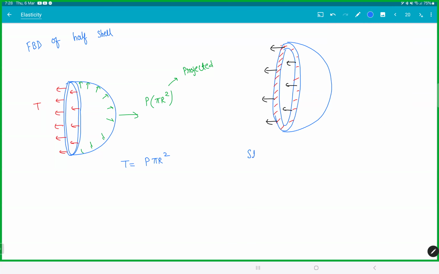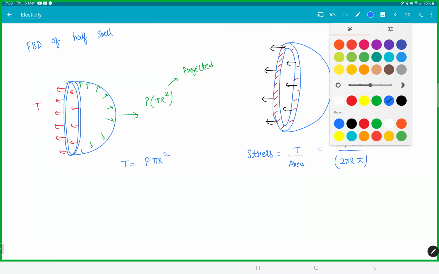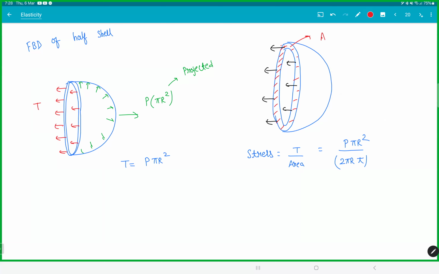So the stress will be tension by area, which is P pi r square. The area will be 2 pi r into thickness. Is this making sense, everyone? So this area is the circumference into thickness. That is the reason I gave you r is much, much greater than t. Since the thickness is so small, you can treat it like a small thing.